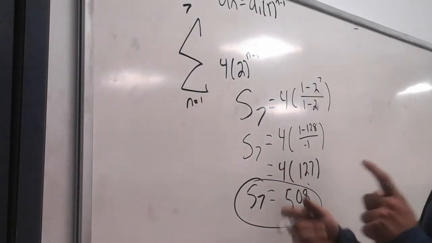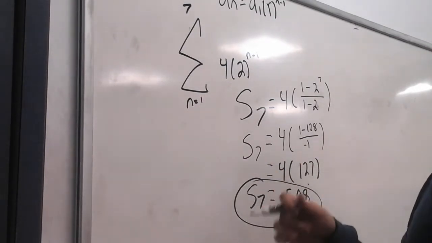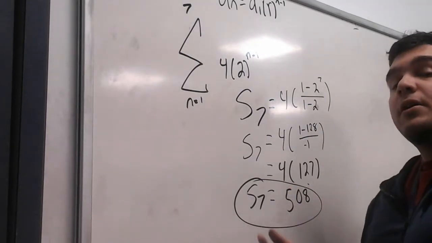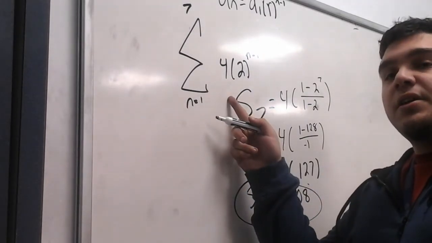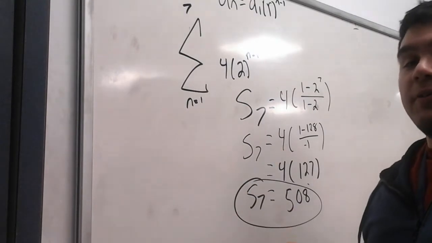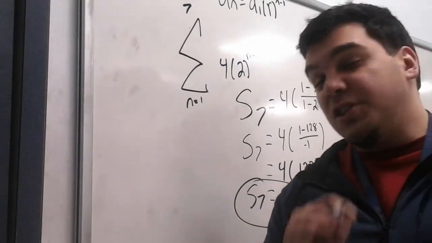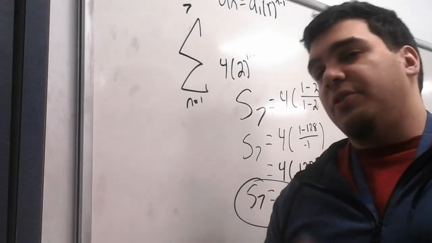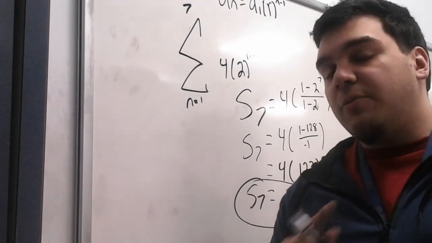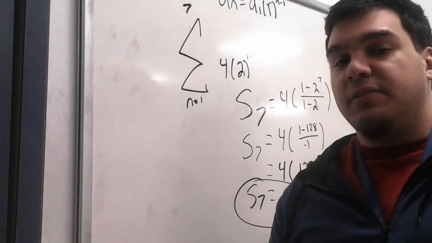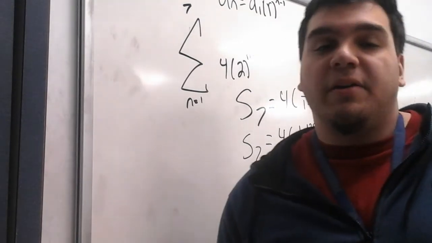So instead of finding term 1, term 2, term 3, term 4, term 5, term 6, term 7, I can recognize this is geometric, and I am going to solve it. This only applies if you can recognize this as either geometric or arithmetic. This does not work for anything you cannot recognize. My next video is going to be about infinite sums.